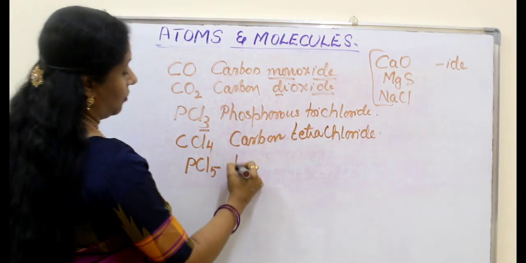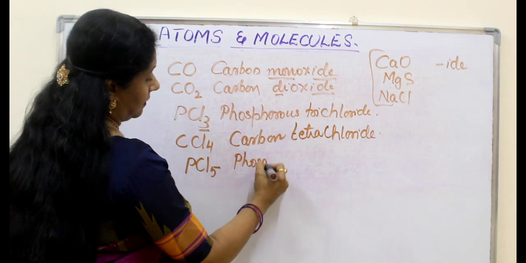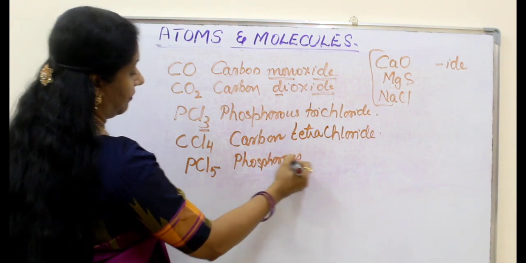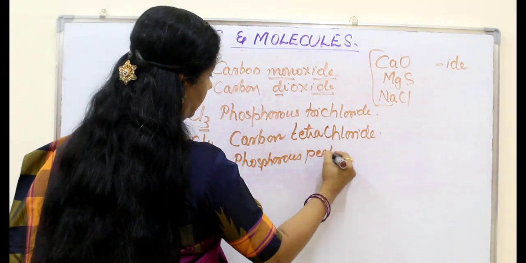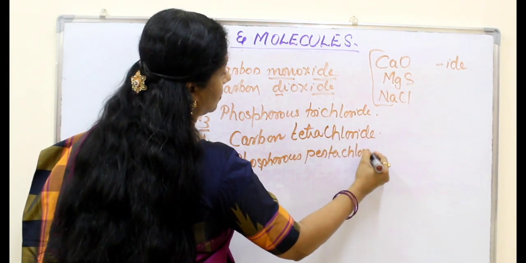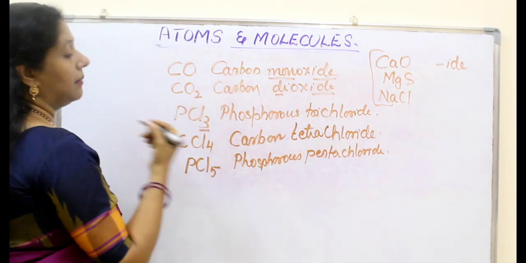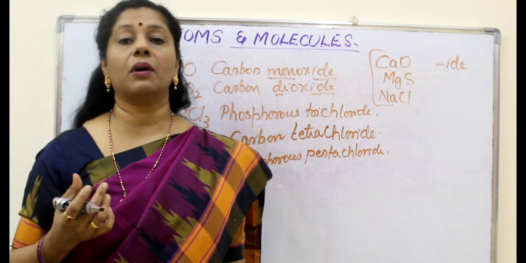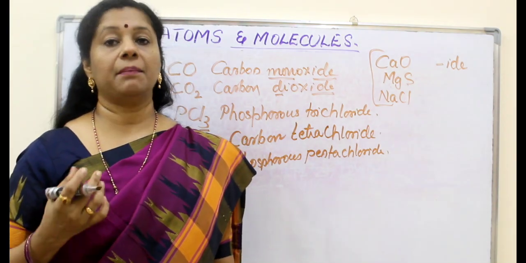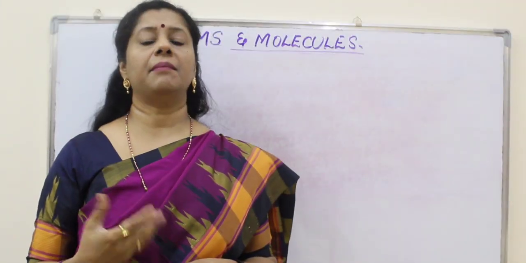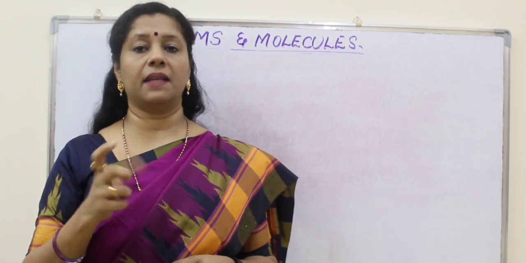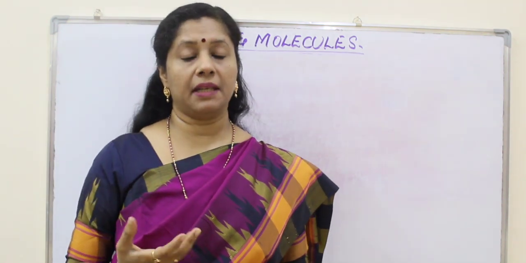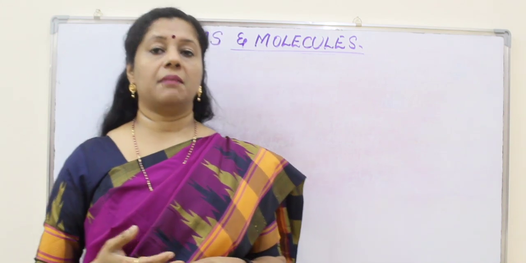PCl5. Phosphorus. For 5, what is the prefix? Pentachloride. So this way we have to name the molecular compounds with the number of atoms of the element present in it. If the same non-metals are forming the compounds in different numbers, variable numbers, then their name also will keep changing. For example, NO.